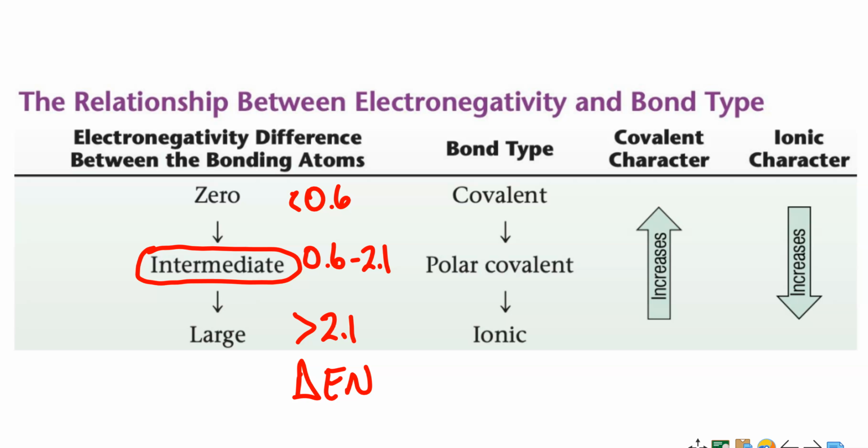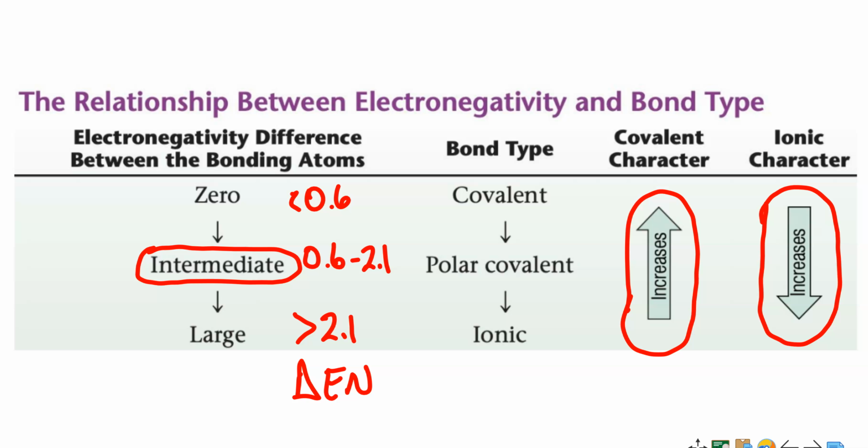So we notice that the covalent character increases as the electronegativity difference decreases, and the ionic character increases as the electronegativity difference increases as well. So this is what I mean by we don't really say it's this or this. We say it's more or less than. Okay.